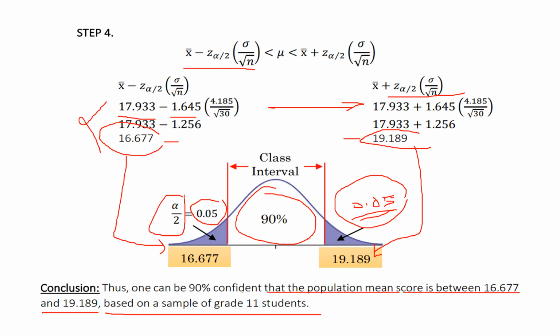So meaning to say, the population mean of score will fall in between these two values, and that is 90% confident.